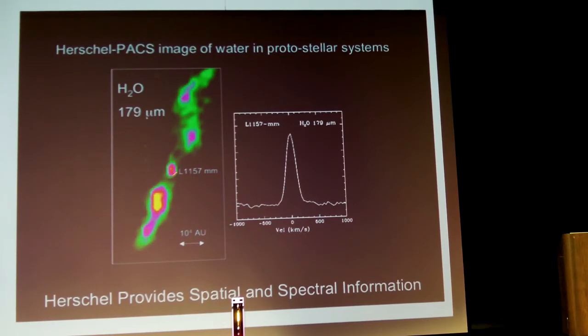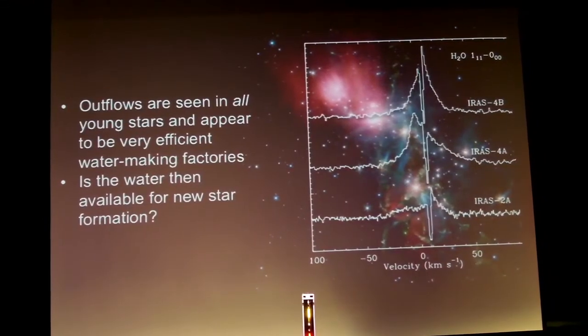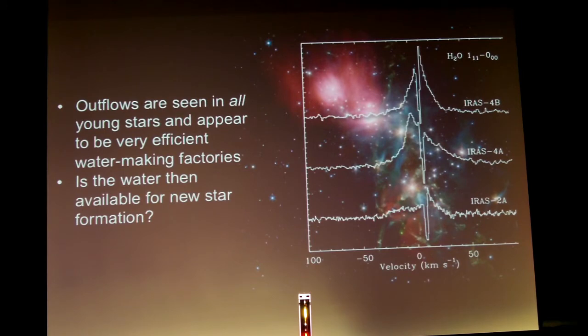The highest water intensities are these places where you see this thing kink and change directions along the way. There's also, by the way, water down at the protostar itself, but not something that we're going to talk about here today. Water is detected in literally every young star that we look at. Any star that has an outflow has lots of water.